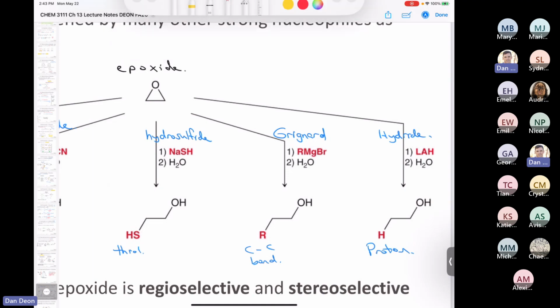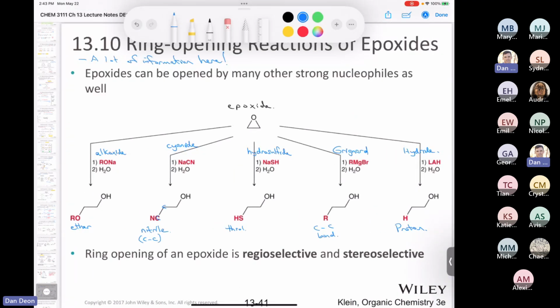All right, and notice that in each case you also made an alcohol, right? You end up with an alcohol 2 carbons away from the new functional group that you installed. I guess the first 4 are ether, nitrile, thiol. Those are functional groups. A carbon-carbon bond, that's not a functional group, and a proton, that's not a functional group, but you get my drift, right? You have 2 carbons in between every time. And so if you think about new things here, everything here is new.